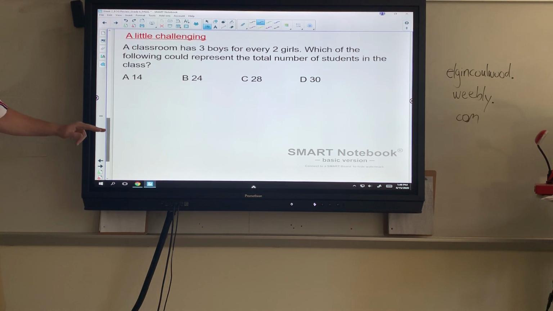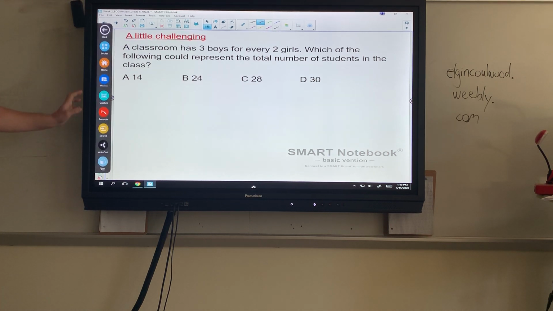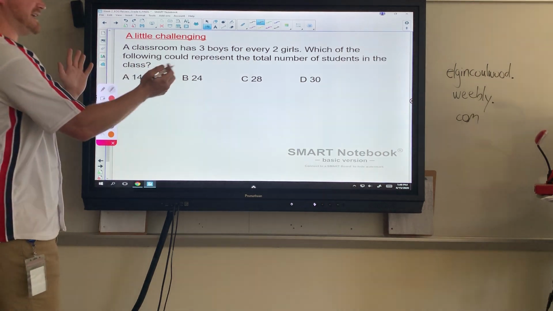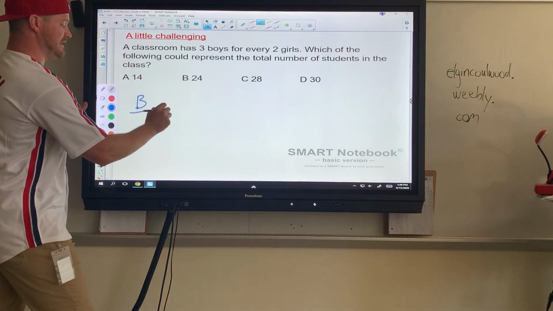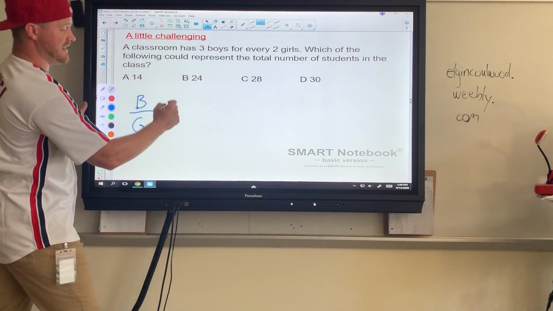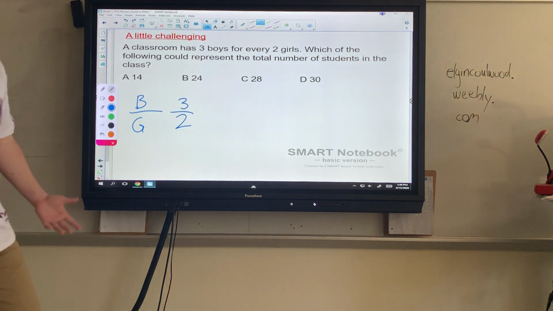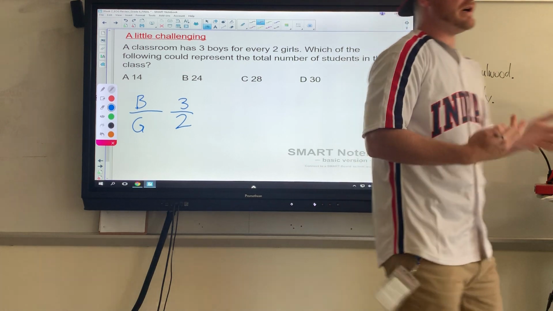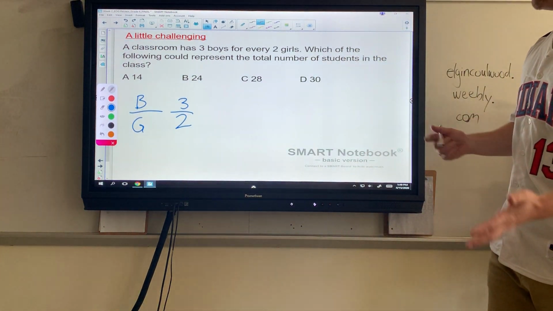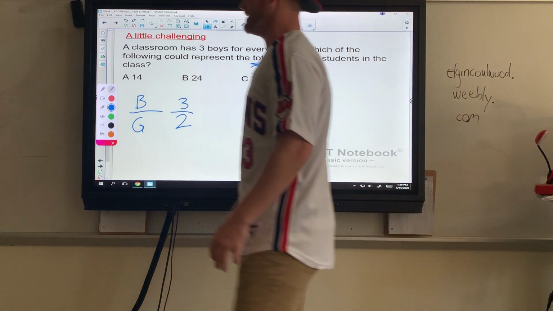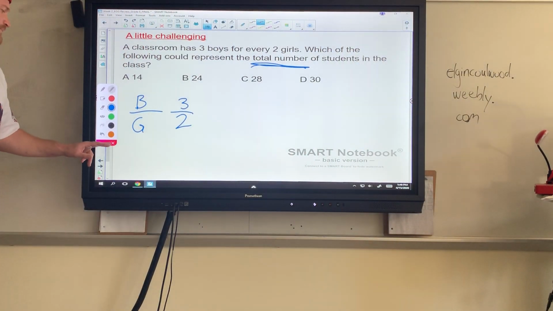Last but not least, a classroom has 3 boys for every 2 girls. Which of the following could represent the total number of students in the class? Well, if I'm going to make a ticket here, boys would be first, girls would be second, and it says 3 boys for every 2 girls. Well, the rest of the problem doesn't give me another number, so I can't plug in for boys or girls. But when I'm reading this, it's asking for the total number of students. So I'm going to solve this a different way.